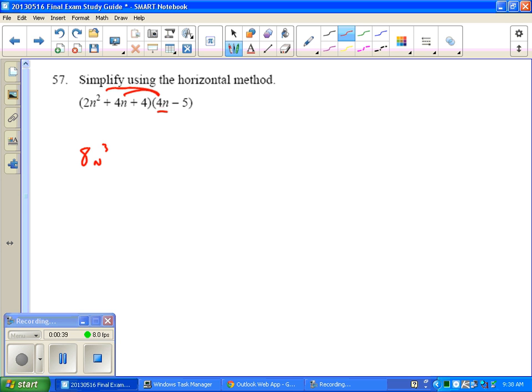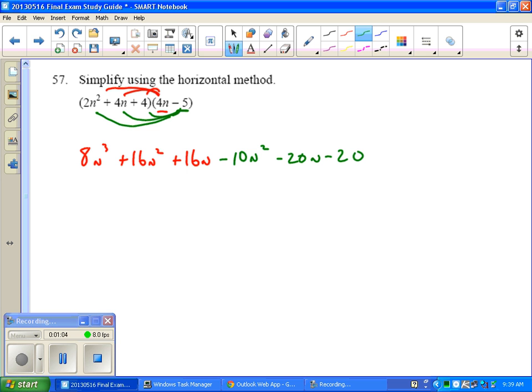4n times 4n. 4 times 4 is 16. N to the 1 plus 1 is n squared. And 4n times 4 is plus 16n. You also got to do the same thing with negative 5. Negative 5 multiplied by 2n is negative 10n squared. Negative 5 times 4n is minus 20n, and negative 5 times 4 is minus 20.